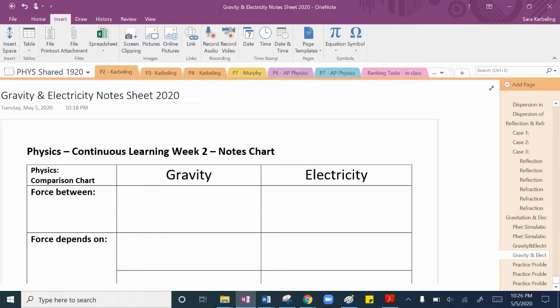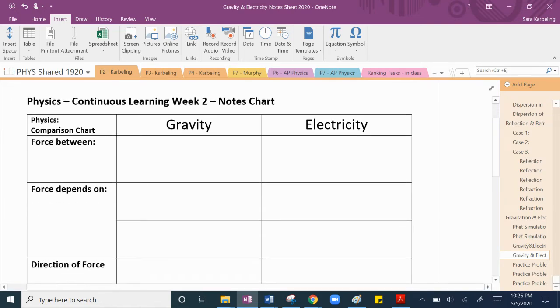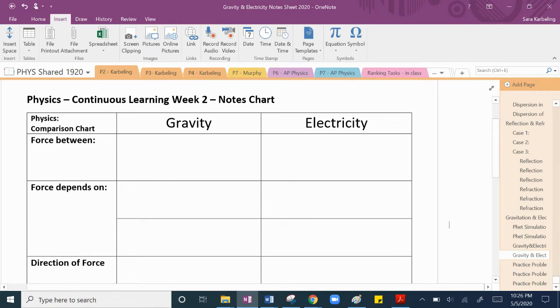Hope that the PhET simulation made sense to you and started to get your brain moving towards understanding how gravity and electricity both work. So we spent the beginning of our time together this year talking about forces, and we're going back to the forces now, to two fundamental forces that make up our universe. There are 4 of them in total. We're just going to focus on these 2.